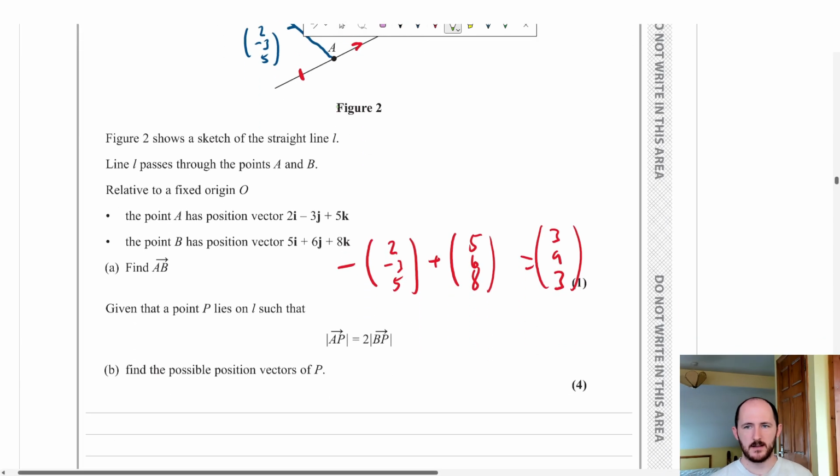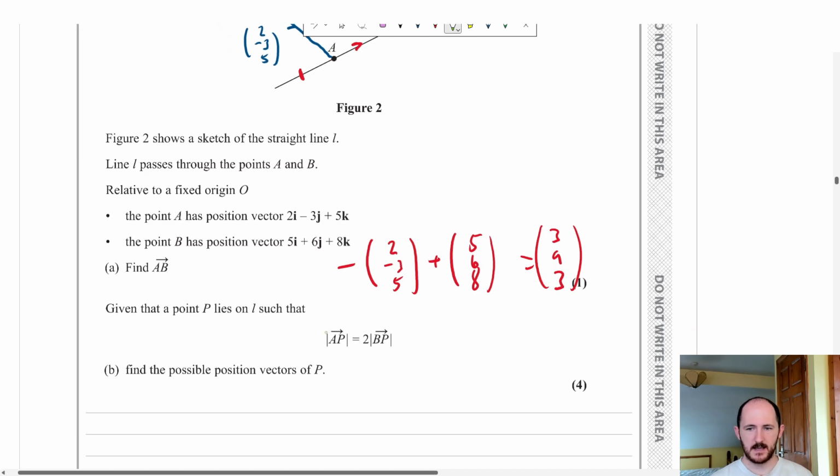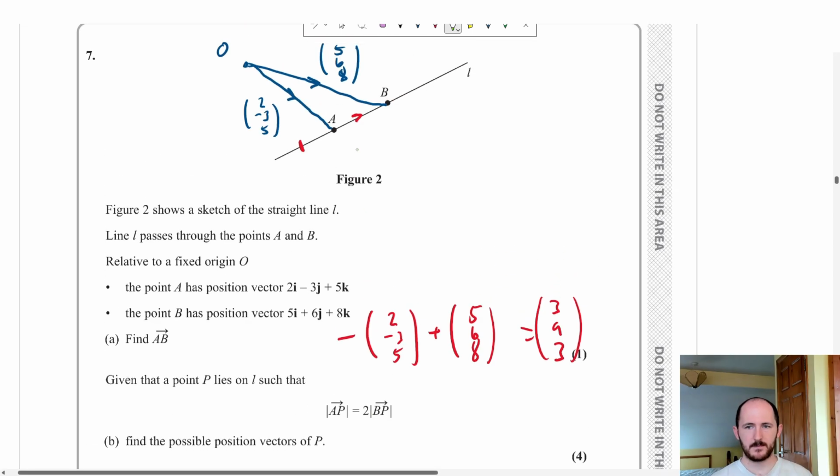Now think about why. Any point on the left of A is going to be closer to A than it is to B, which means the distance from A to P cannot be twice as big as the distance from B to P, right? Because it's always going to be closer to A than it is going to be to B. So it means I know point P for sure lies on the right side of this line over here. So that's the first thing that we want to do.